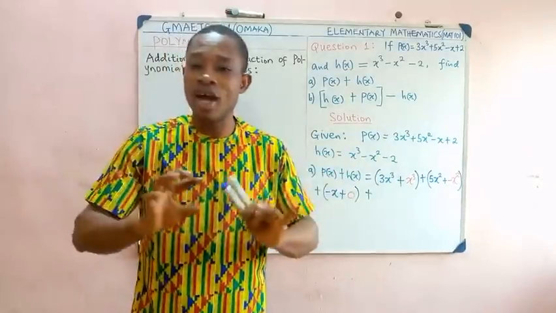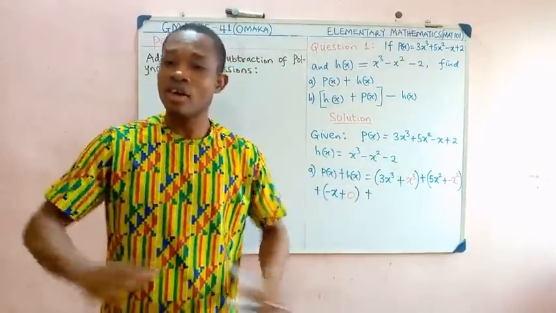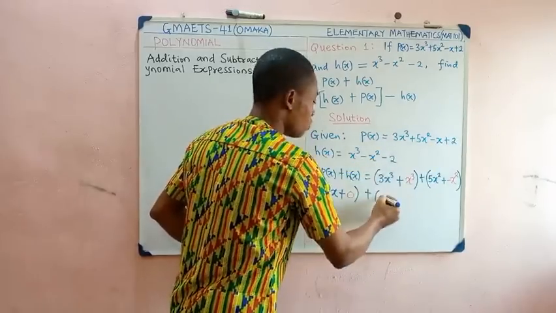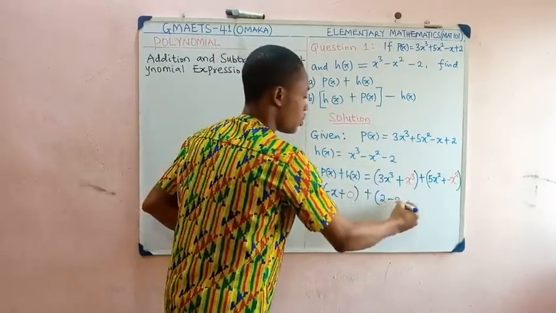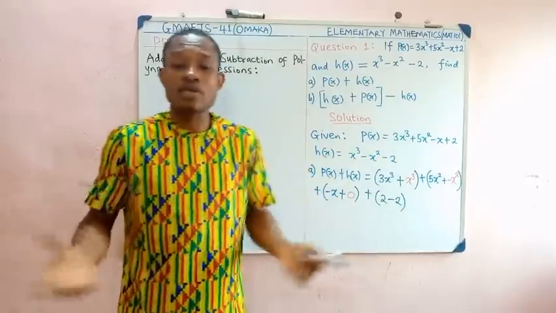Lastly, we pick terms that do not bear x. That is constant. Then from p of x, you have it to be plus 2, which is 2. And then from h of x, you have it to be minus 2. So you put minus 2. You know, plus 2 is still the same as writing 2. I don't know if you're getting it right.